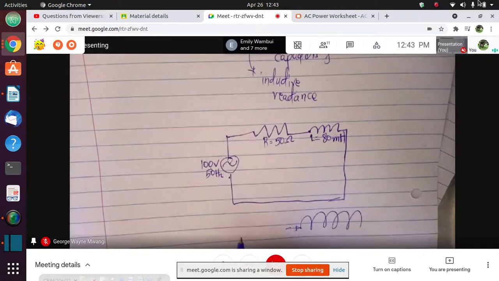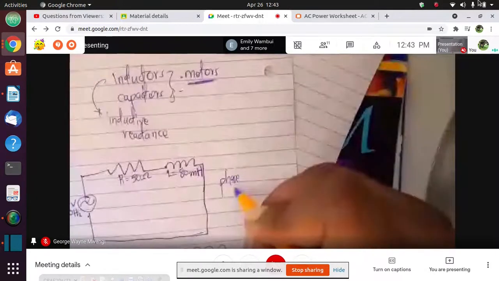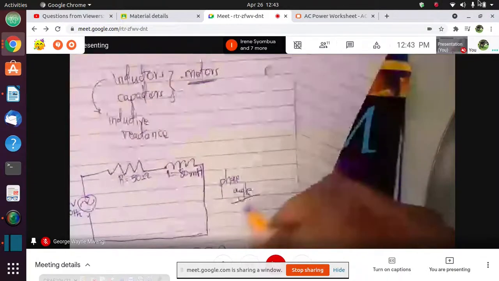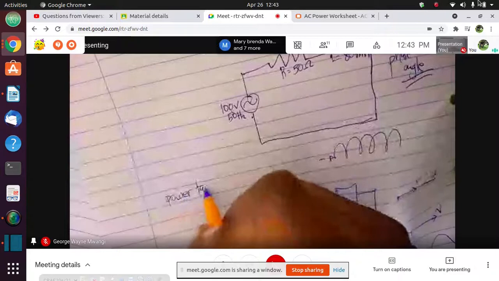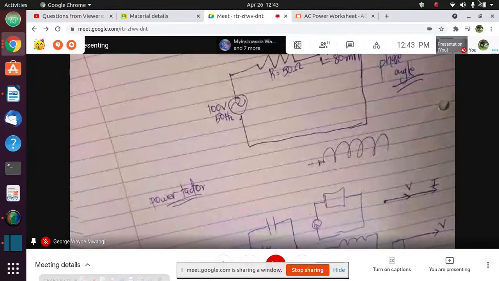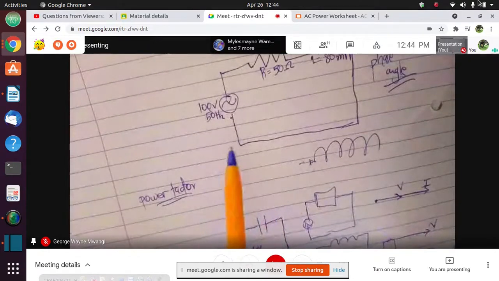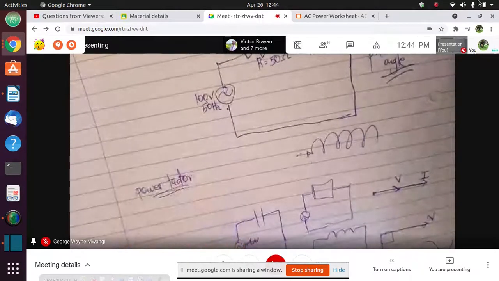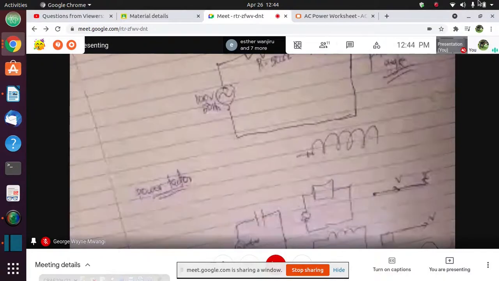We had talked about it and we had called it phase angle. We had called it phase angle. Now power factor, the power factor we represent the lagging or the leading of that current, the leading or lagging of the AC current or voltage.